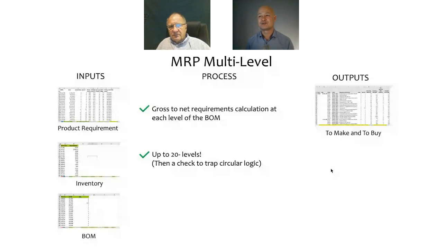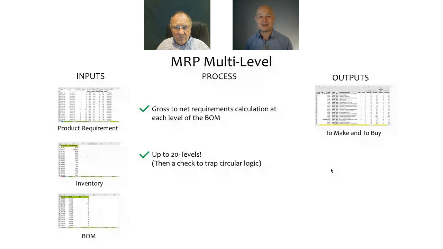MRP multi-level is a pretty straightforward process. This is MRP1, Material Requirements Planning. And we're calculating this at every level of the bill of materials. Anyone who's familiar with MRP will understand the gross to net requirements calculation. So the gross demand comes from the product demand that we've just talked about, exploded through the bill of materials. At each level, we're netting off inventory of semi-finished items or WIP, and then calculating the net requirements for each level of the BOM. And this process is verified and works up to 20 levels.